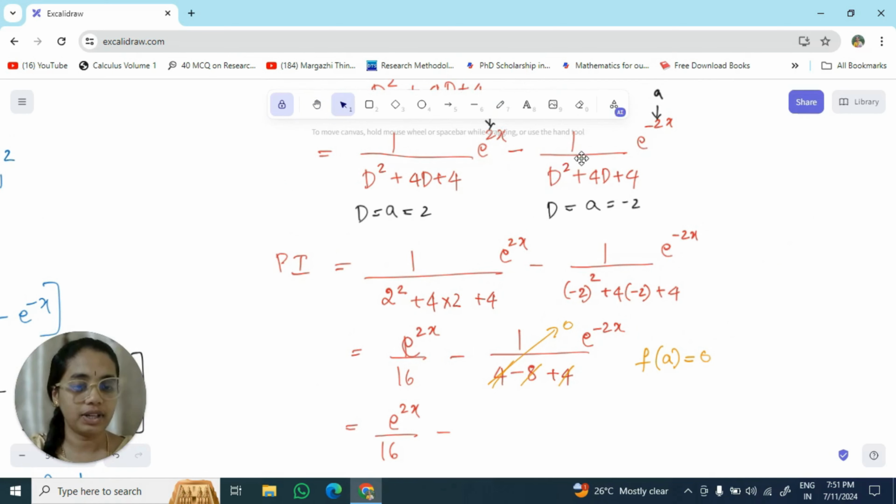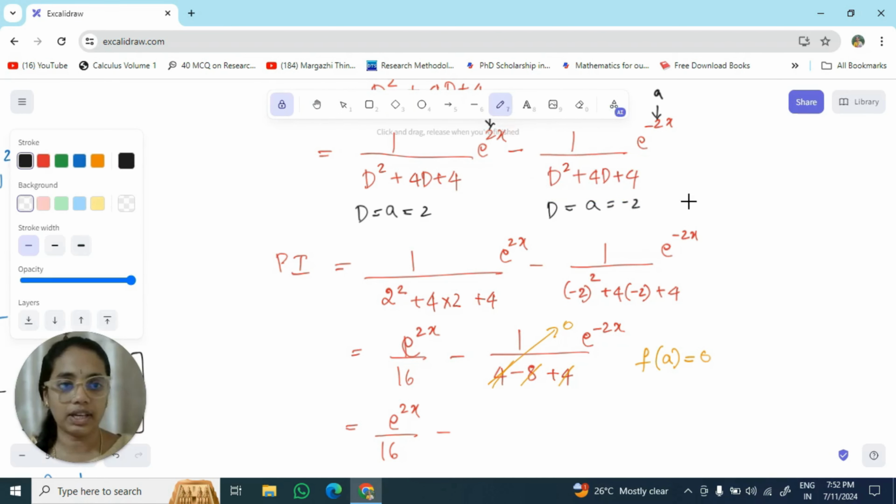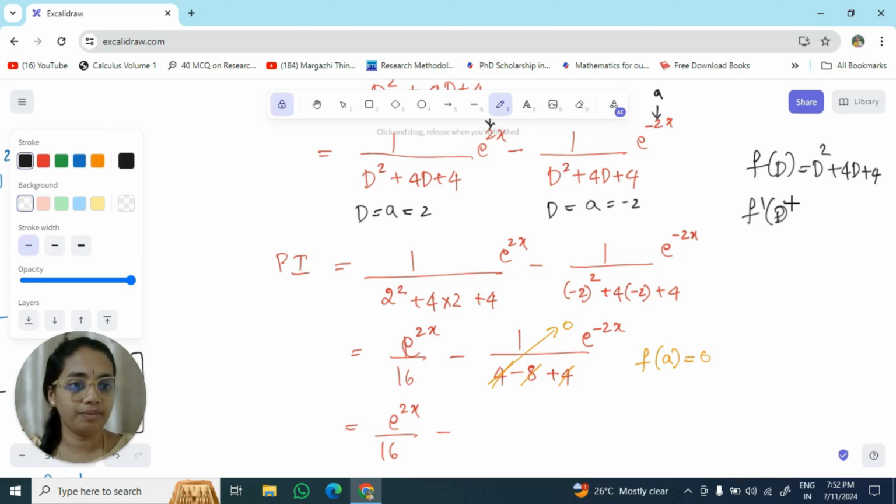This step over here. What should we do? In this step, we will be differentiating the denominator. What is the differentiation of d square plus 4d plus 4? Say we have f of d as d square plus 4d plus 4. So f dash of d would be, differentiating, d square gives 2d, plus 4. Differentiation of d with respect to d itself is 1. So the answer is 4.